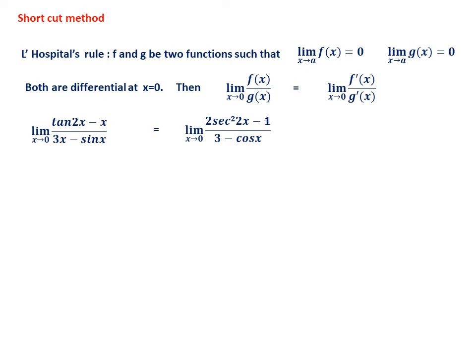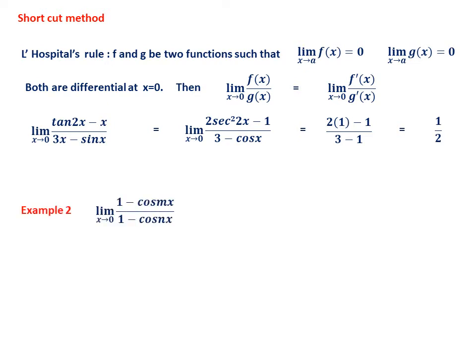Sin x differentiation is cos x. Now you check whether you can directly substitute. Remember, in limit, you can always substitute directly, provided it is not 0 by 0 form. Whenever it is 0 by 0 form, you have to think of a formula. Otherwise, direct substitution. Now you can directly substitute. You see, secant square 0 is 1 and cos 0 is also 1. So direct substitution. Interesting thing is you will get the same answer, 1 by 2. So this is a relatively simple method.